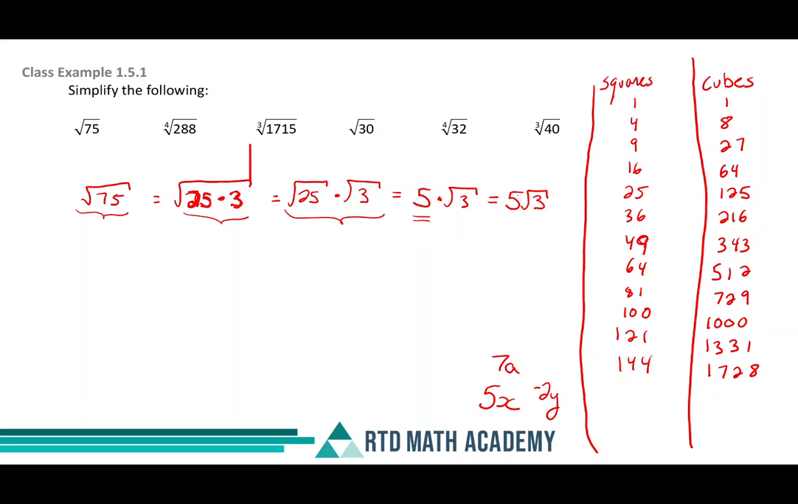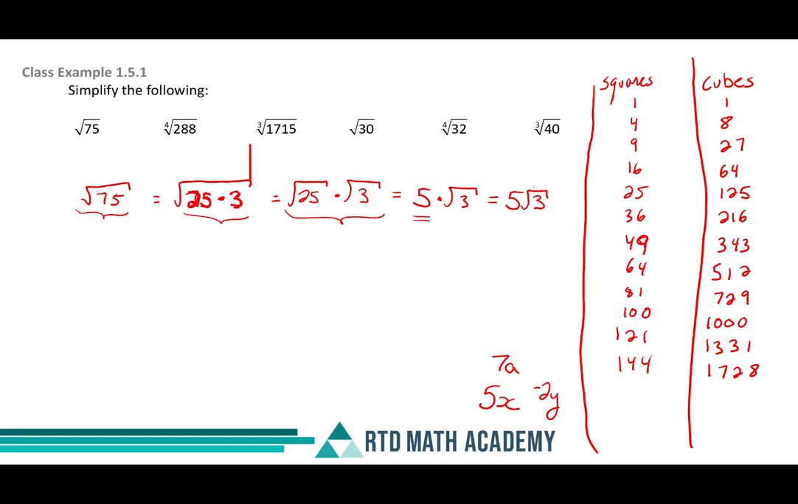Well, in this case, 5 is still a coefficient, but the root of 3 is now a number instead of a variable. It's just an irrational number. So I'm taking 5 and multiplying it by the root of 3, just like we used to take 7 and multiply it by a. Okay?